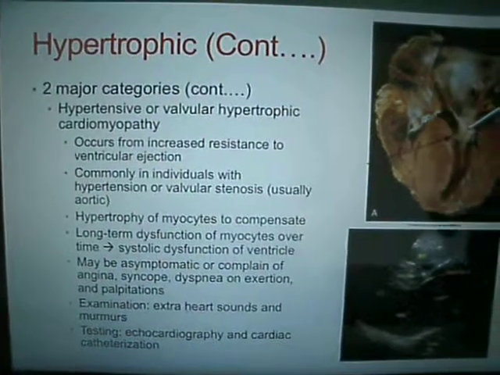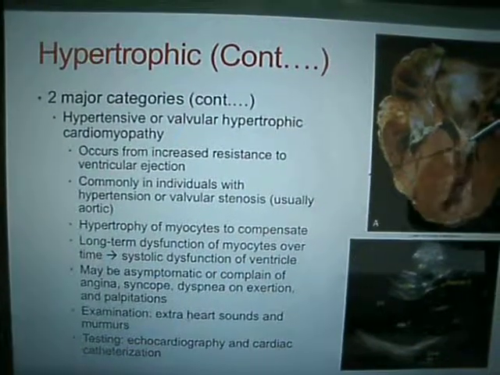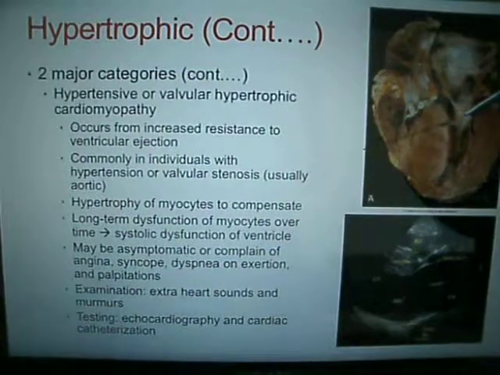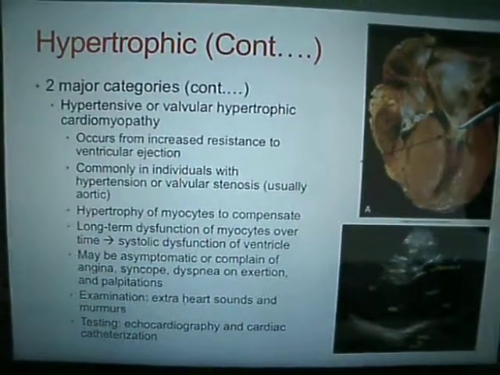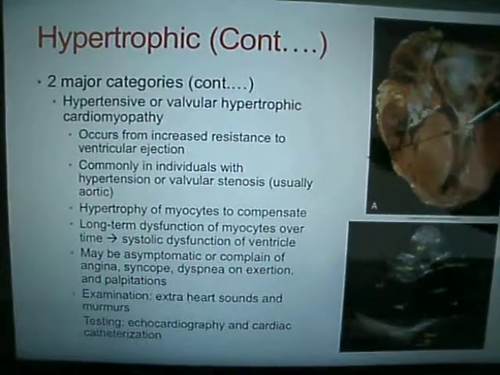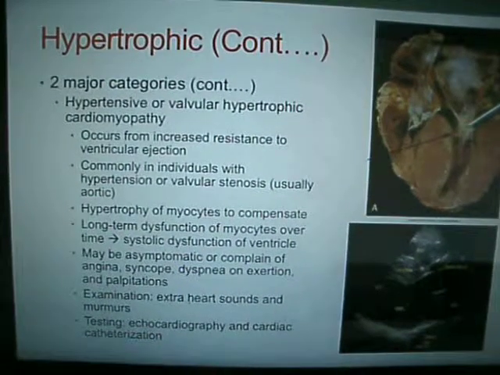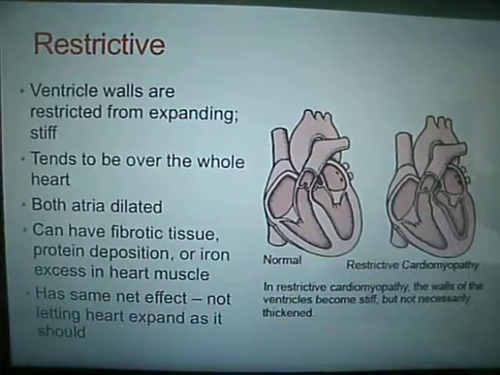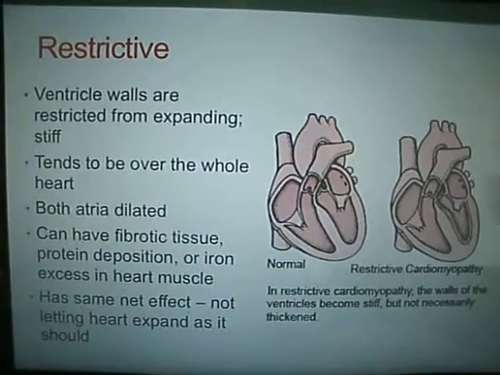And so basically what happens is your myocytes go through hypertrophy to compensate for this, and this leads to their long-term dysfunction, which then leads to systolic dysfunction of the ventricle. It may be asymptomatic, or people with this condition may complain of angina, syncope, dyspnea on exertion, or palpitations. Upon examination, you will find extra heart sounds and murmurs, and testing can be done with an echocardiography and cardiac catheterization.